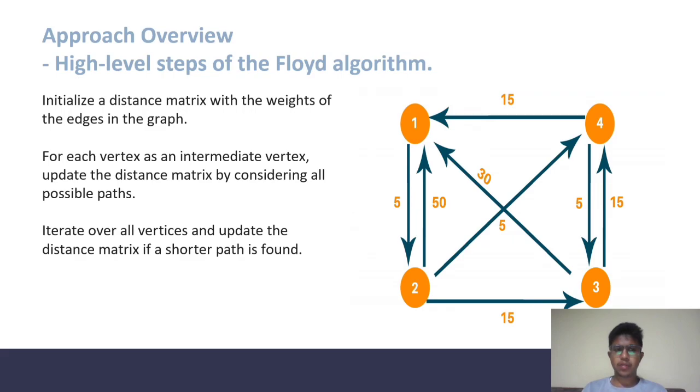Approach overview. High level steps of Floyd's algorithm. Initialize a distance matrix with the weights of the edges in the graph. For each vertex and intermediate vertex, update the distance matrix by considering all the possible paths. Iterate over all vertices and update the distance matrix if a shorter path is found.